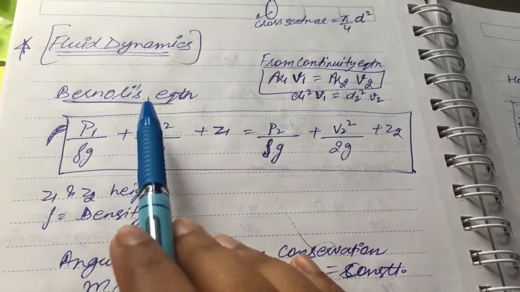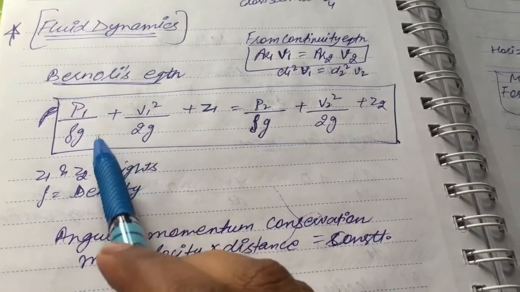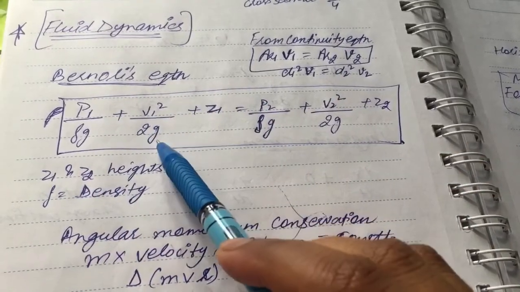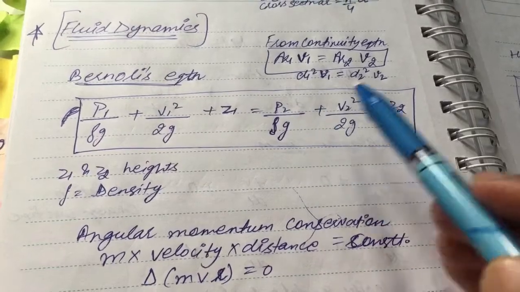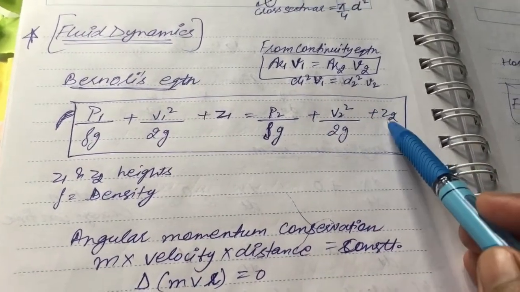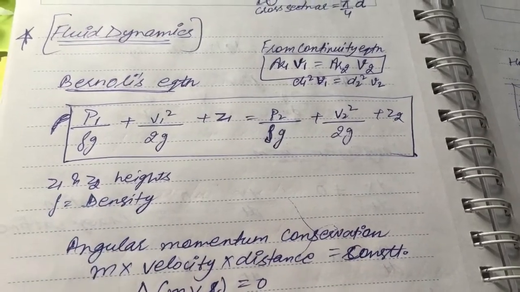Fluid dynamics. First we have Bernoulli's equation. Bernoulli's equation is p1 by rho g plus v1 square by 2g plus z1 is equal to p2 by rho g plus v2 square by 2g plus z2, where z1 and z2 are heights and rho is density.